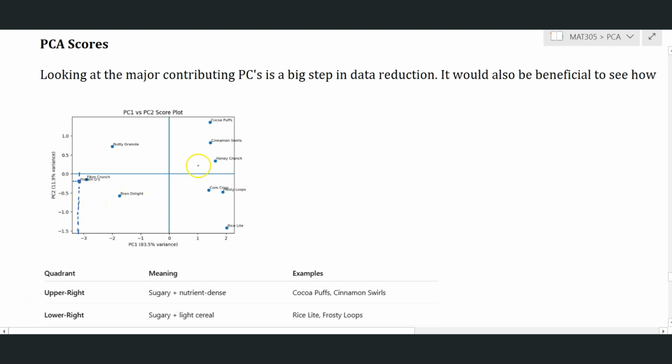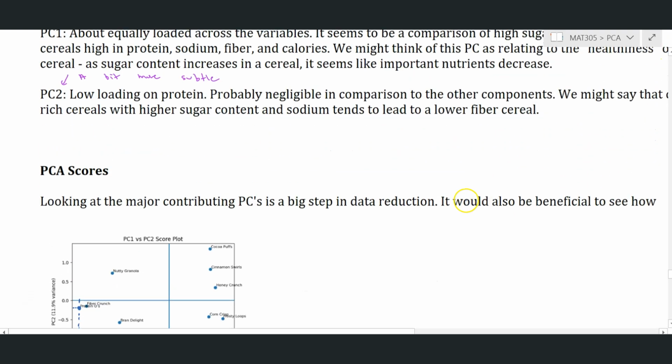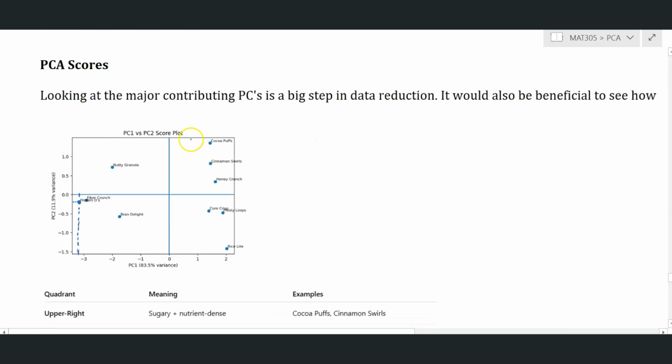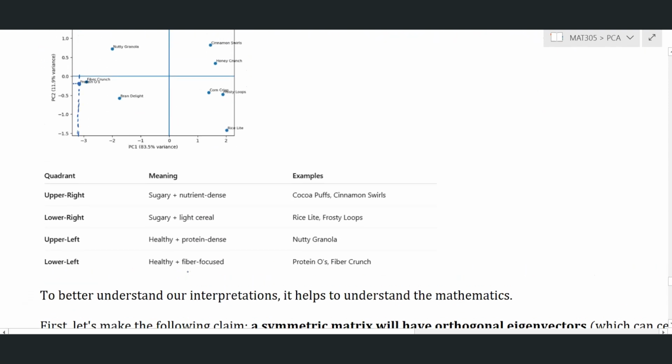So we can see that each of these classifications works like this: if you're high in PC1, you're going to tend to be more sugary. If you're high in PC2, that means you're going to have either high calories, high sugar, and high sodium, so it's going to have lots of these different nutrients in it. Notice that with these scores, we can break this up into 4 quadrants. We have the upper right that are sugary and nutrient dense. That's how maybe we'll describe it here.